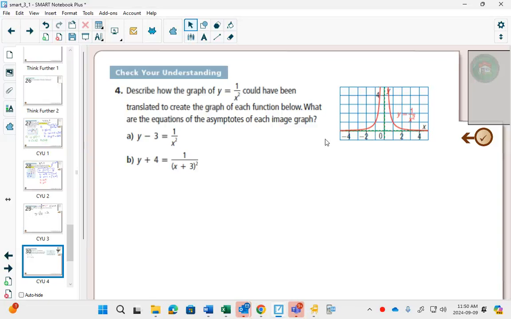The idea of the patterns that we're noticing in these questions is that they work for any graph. We did 4 graphs to begin with: 1 over x, x cubed, absolute value of x, and the square root of x. We saw that with x squared at the beginning of this lesson, it does the same thing.